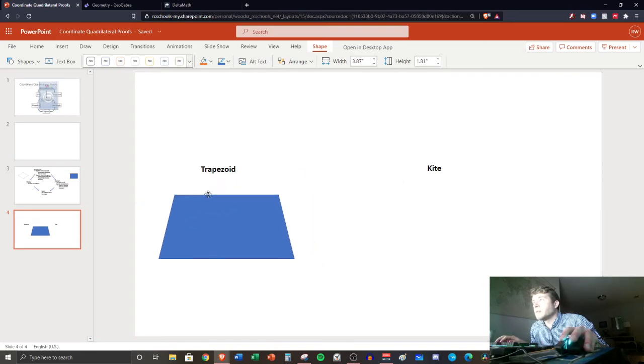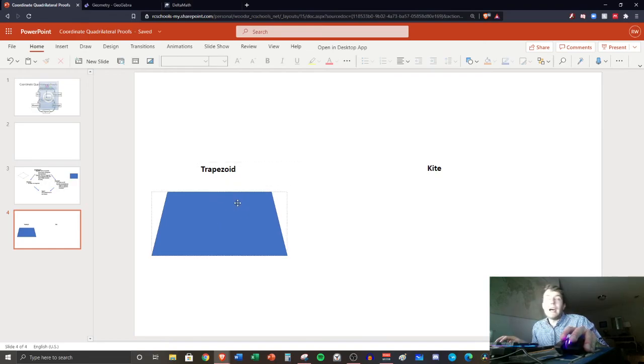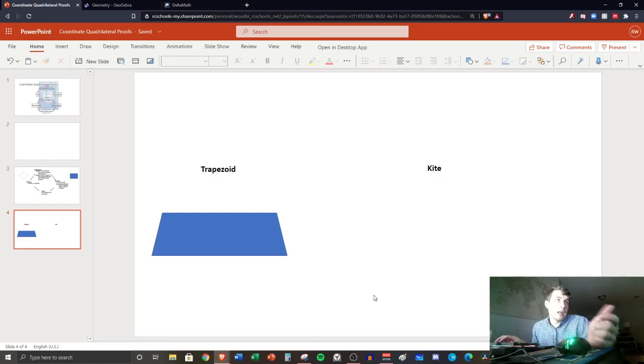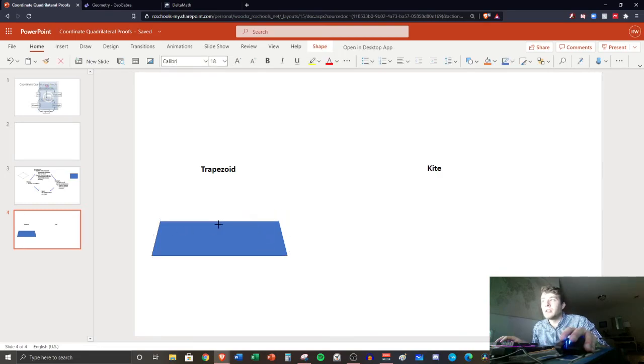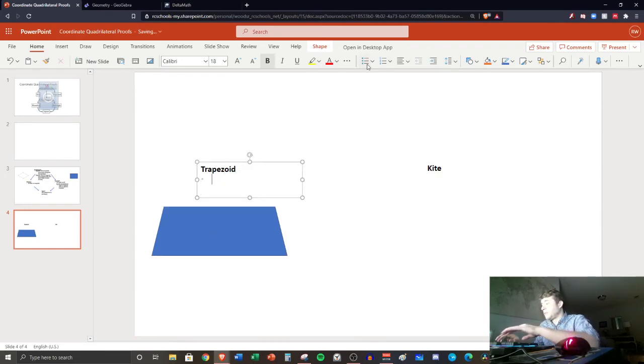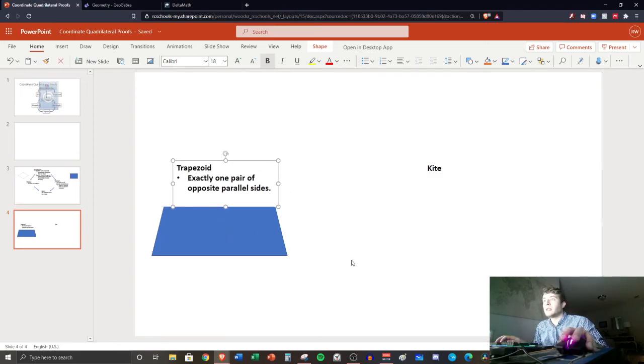This is an isosceles trapezoid actually. But you have exactly one pair of parallel sides, okay? These sides here are going to be not parallel. That also means that you're not going to have any 90-degree angles. Opposite sides, in this case, these opposite sides are congruent, but not all the sides here are congruent. The top and the bottom here are not going to be congruent. So the rule for a trapezoid is exactly one pair of opposite parallel sides. Okay? So you just have to show that the slopes are equal on the top and the bottom.